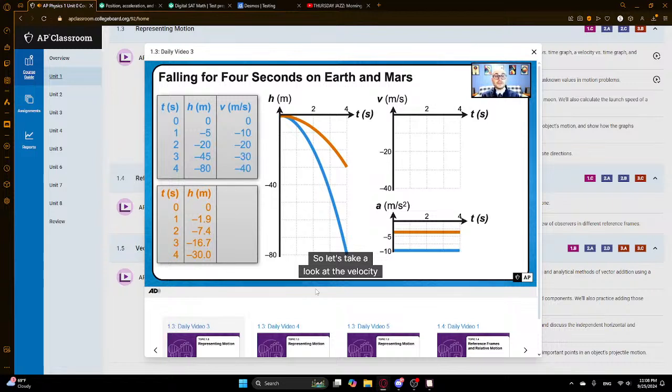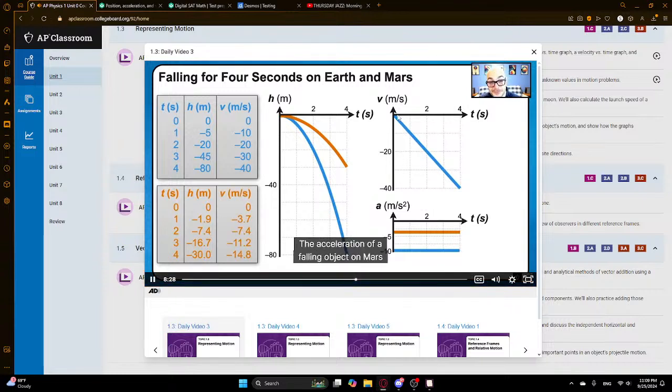So let's take a look at the velocity versus time graph. On Earth, that velocity changes by 10 every second. So a velocity versus time graph of a falling object on Earth would have a constant negative slope. Notice the acceleration versus time graph has a constant negative value. Now for an object falling on Mars.